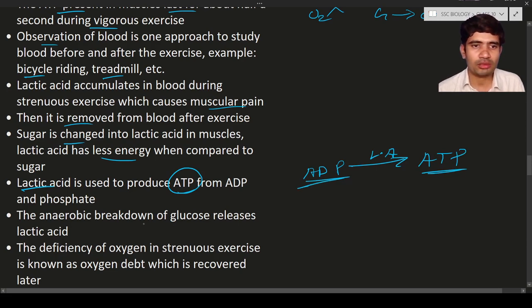The anaerobic breakdown of glucose releases lactic acid. Anaerobic means in the absence of oxygen. In the absence of oxygen, the glucose molecule is broken down to produce lactic acid.